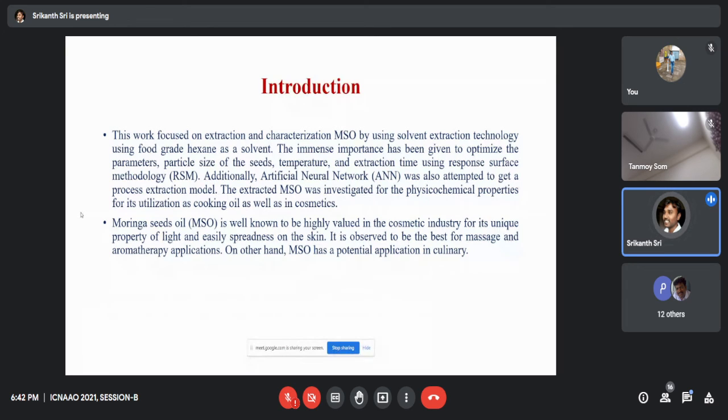Coming to the introduction part, this work mainly focused on the extraction and characterization of MSO by using solvent extraction technology with food grade hexane as a solvent. Moringa seed oil is well known to be highly valued in the cosmetic industry for its unique property of being light and easily spreadable on the skin. It is observed to be the best for massage and aromatherapy applications. On the other hand, MSO has a potential application in culinary.